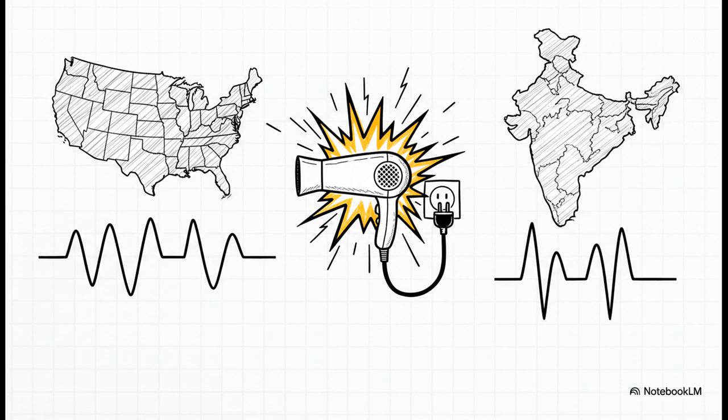And this frequency? It's not just some number on a spec sheet. It has huge, real-world consequences. I mean, the source material gives this perfect example. Somebody brought their hairdryer from the US, which runs on 60 hertz, over to India, where everything's on a 50 hertz system. The second they plugged it in, poof! The appliance tried to suck way too much power, and the entire house fuse just blew, instantly.